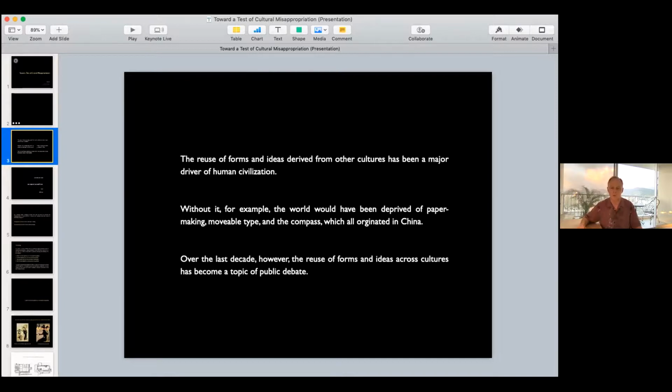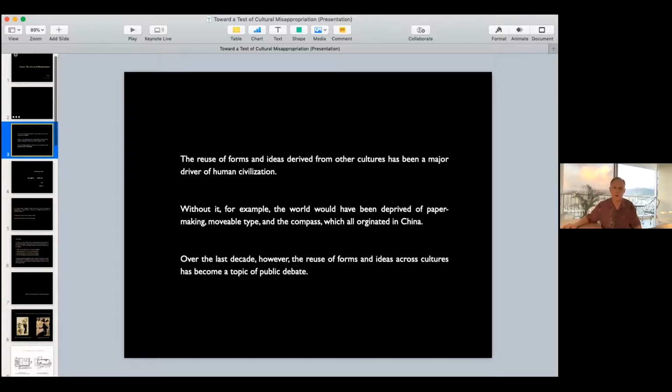Without Chinese culture, for example, we wouldn't have had paper or movable type, the compass, et cetera. So ideas and forms have always moved across national and cultural boundaries, and it's been, by and large, a very positive thing. But within the last 2 decades, the appropriation of forms, especially from minority cultures that are under threat, has been frowned upon. So I'm interested in just what is legitimate and what is potentially damaging.